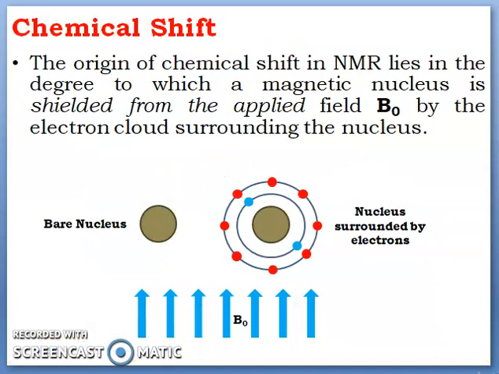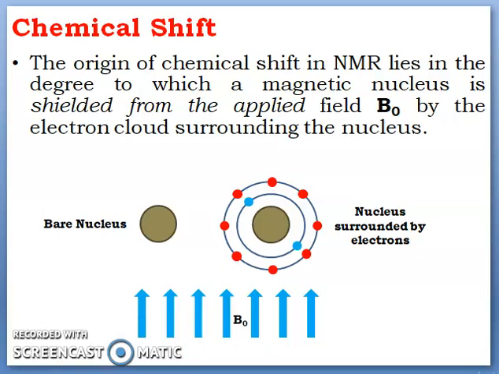The origin of chemical shift in NMR lies in the degree to which a magnetic nucleus is shielded from the applied magnetic field by the electron cloud surrounding the nucleus. Let me explain with the image presented in this slide. We have two nuclei: on the left side a bare nucleus, and on the right side a nucleus surrounded by electrons.